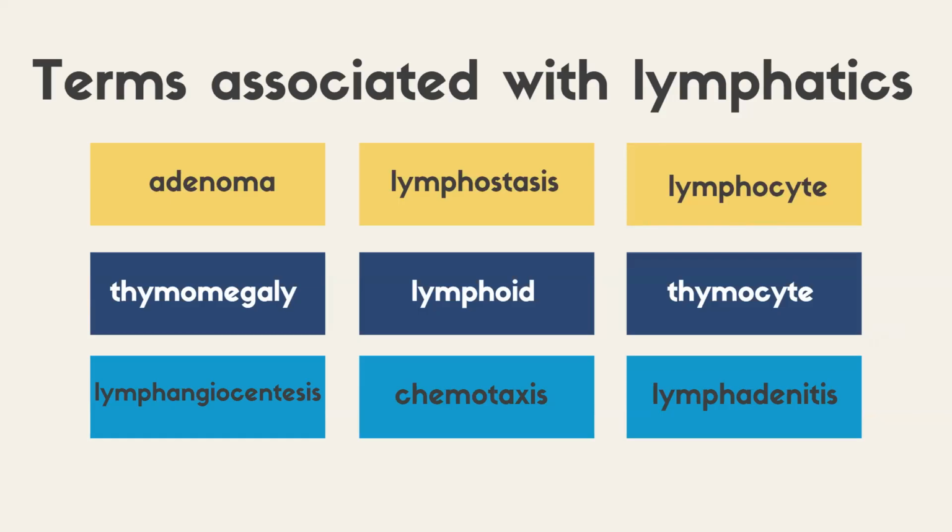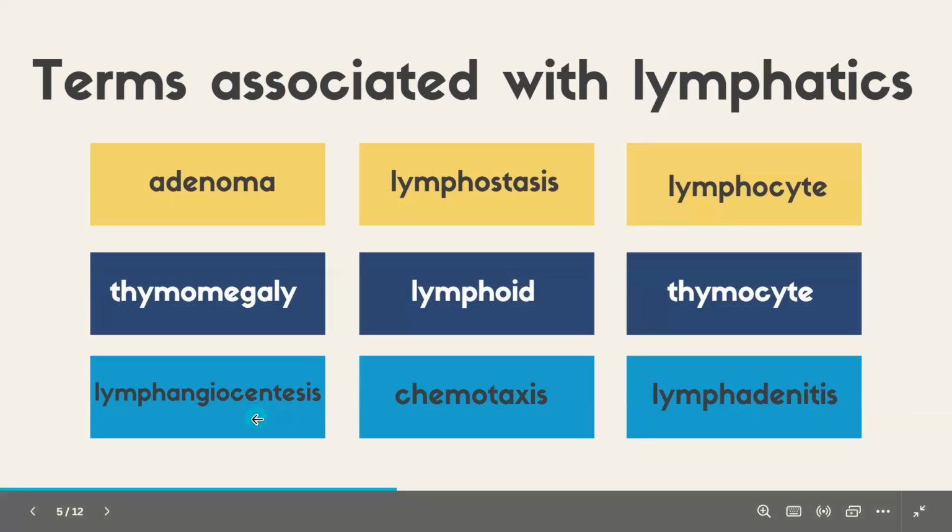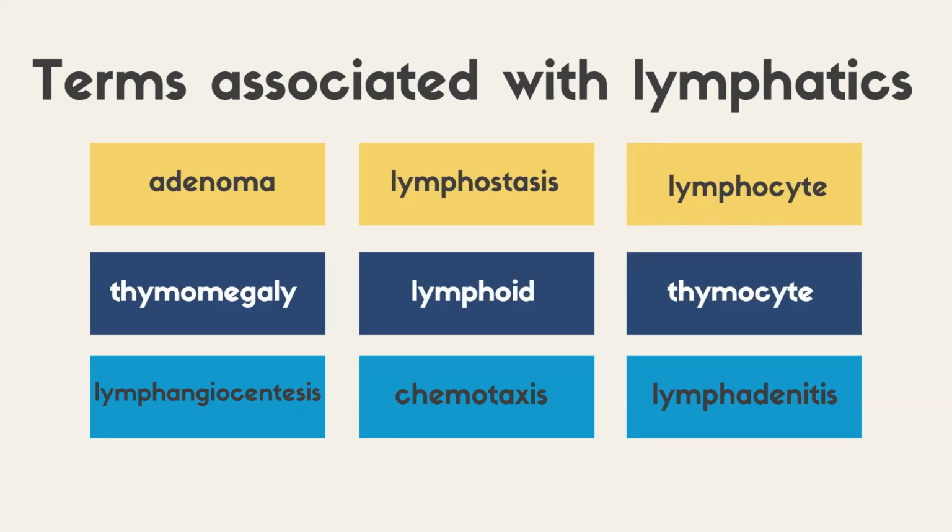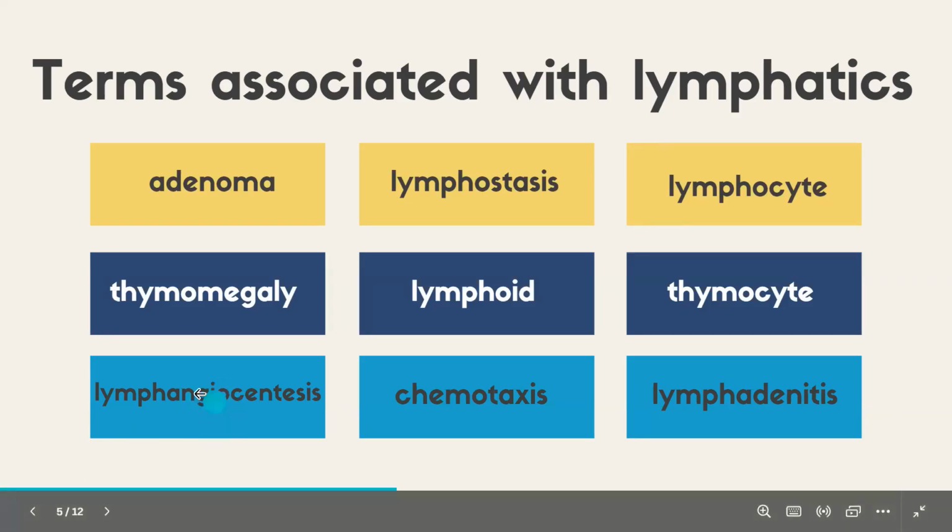Lymphangiocentesis, a little bit of a longer one. So we'll start with the suffix like usual. Centesis is going to mean surgical puncture. We're typically going to use that suffix when we're talking about some kind of puncture to drain something. So a lymphangiocentesis is a surgical puncture of a lymph vessel. So angio is vessel, lymph is lymph. So a surgical puncture of a lymph vessel.